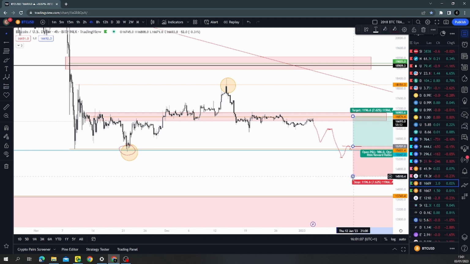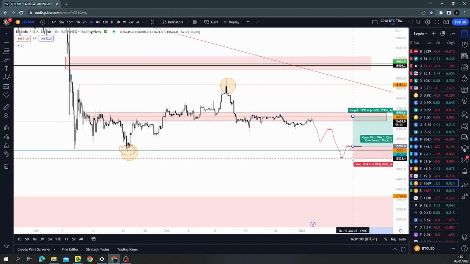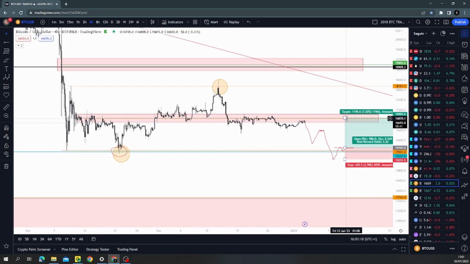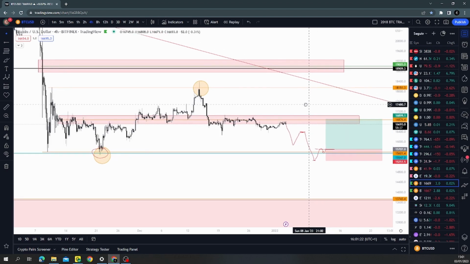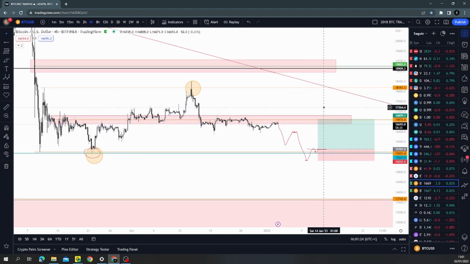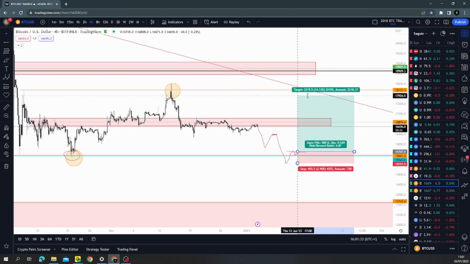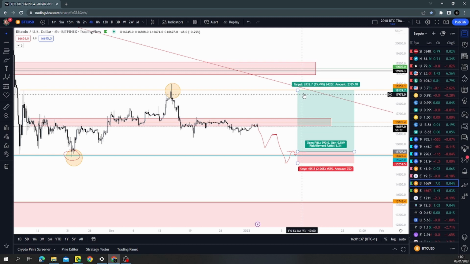Entry point, stop loss below the previous low, okay? If the price comes here, my stop loss will be a few pips below the low, okay? Take profits is going to be to the middle point, my first target, TP1 and TP2. If I want to, I take partial profits in the middle of the range, and if the price breaks this middle range, I will take my second TP around this resistance over here, okay?